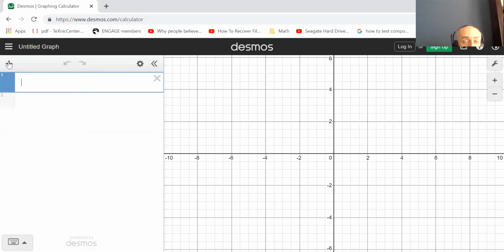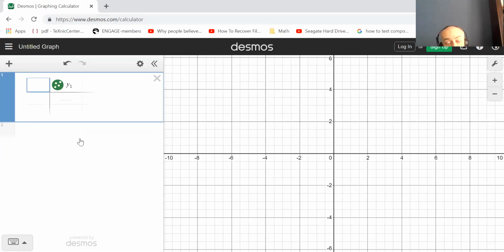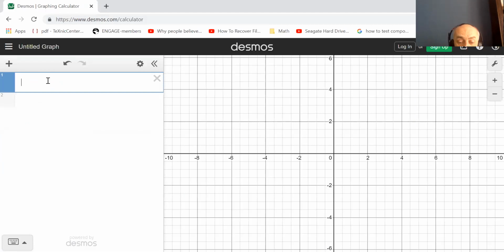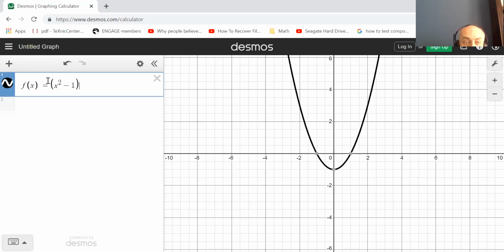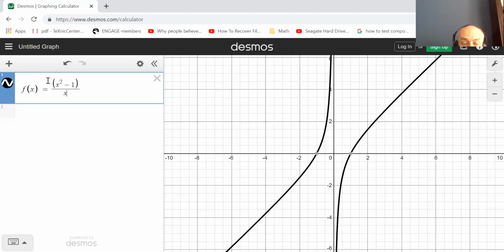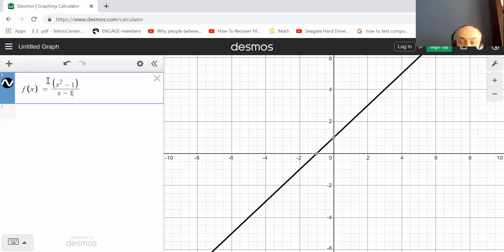And we're going to create a table here, exactly like we did earlier. The only difference is that with these tables in Desmos, you've got to be a little careful. First of all, you want to relabel your letters here. Before we create the table, let's say what the function was. So our function was f of x equals x squared minus 1, divided by x minus 1. So that is my function.